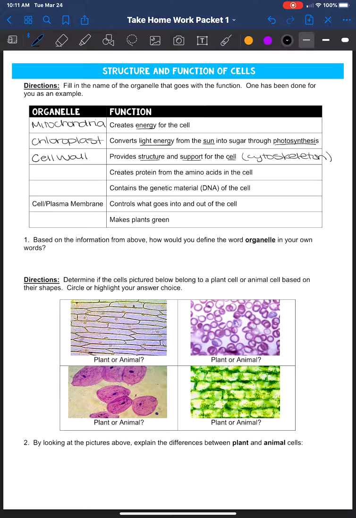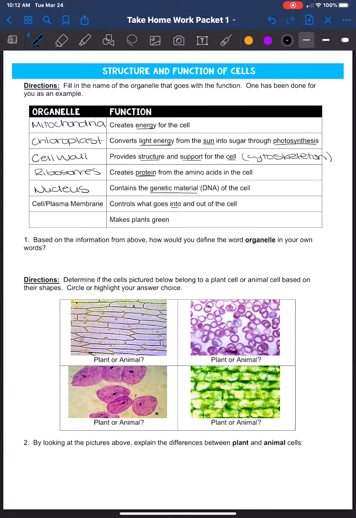Creates proteins from amino acids in the cell, so which organelle makes proteins? That's going to be the ribosomes. Contains the genetic material DNA of the cell. So where is the genetic material located? Where is the DNA located? It's located inside of the boss, which is the nucleus.